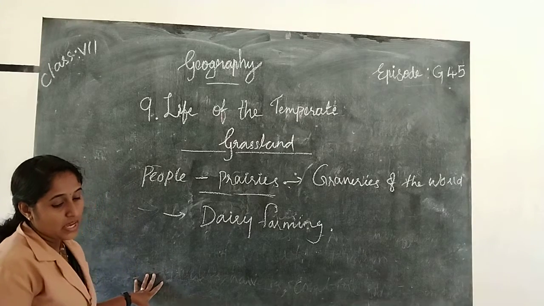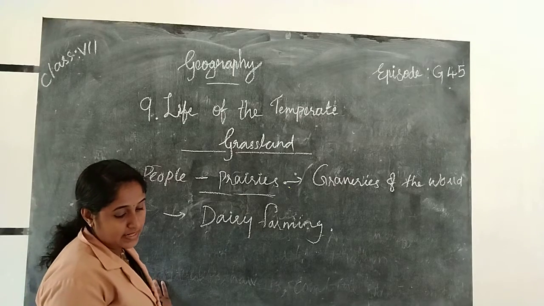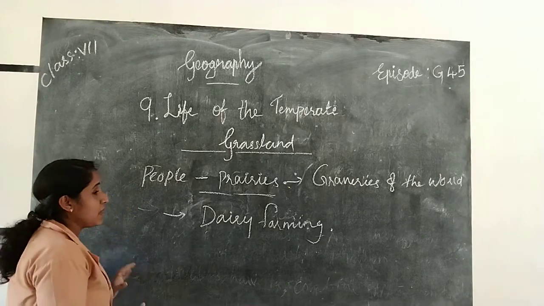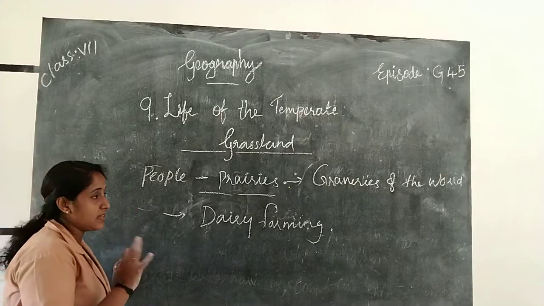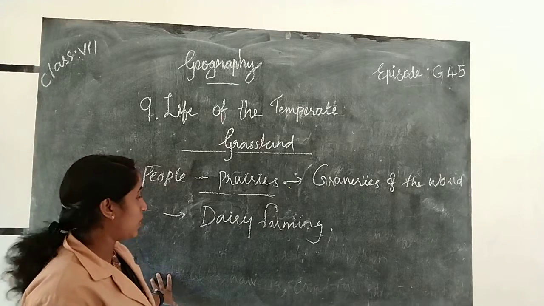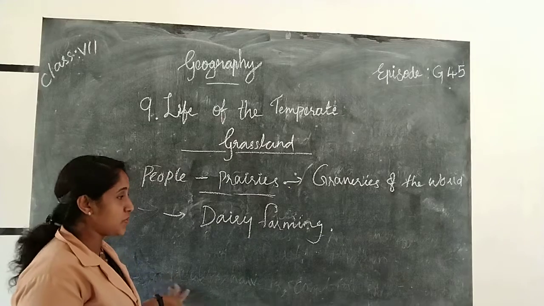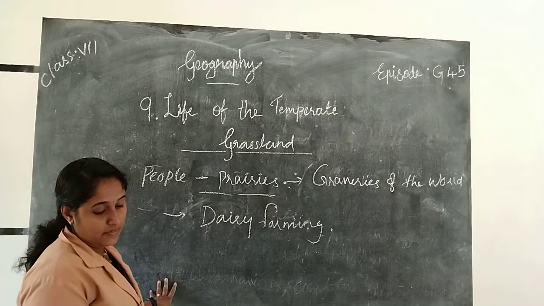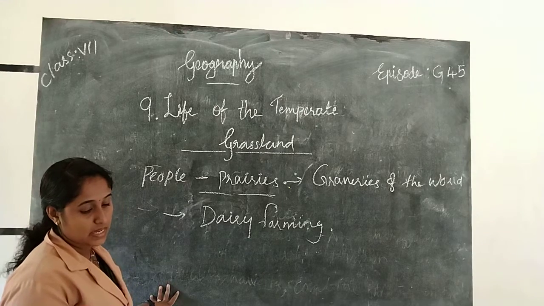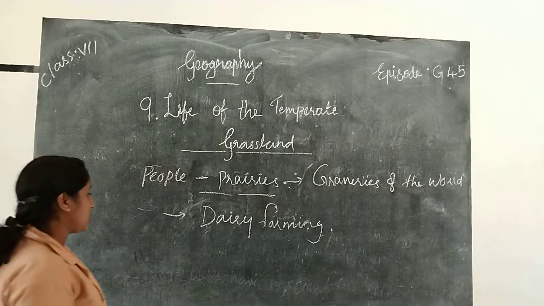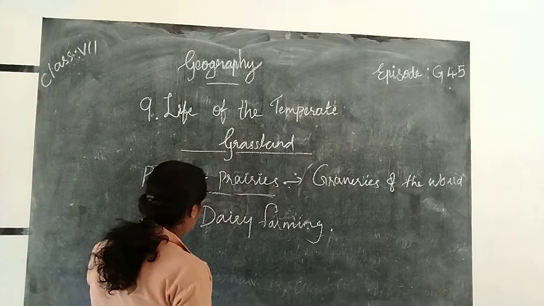Sustenance from the Great Lakes to the Atlantic coast in the east. One of the most important dairy farms is located near the Great Lakes, toward the Atlantic coast. It's also situated in this region, and dairy farming and extensive agriculture both promote the food producing industry.